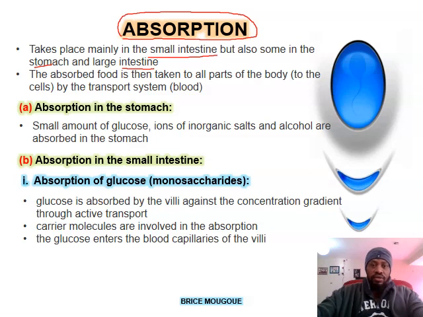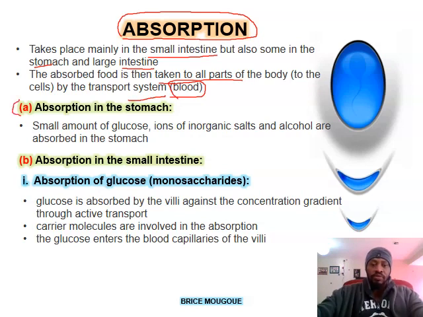After the food is absorbed, it will then be taken to all parts of the body, that includes all the cells, by the transport system. And the transport system in the body is blood. That's why we call it the transport system or the circulatory system.